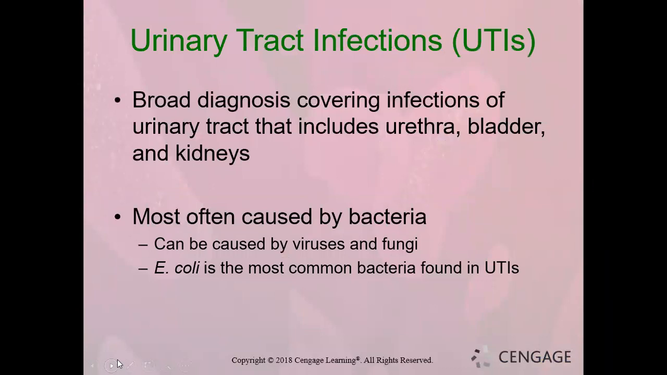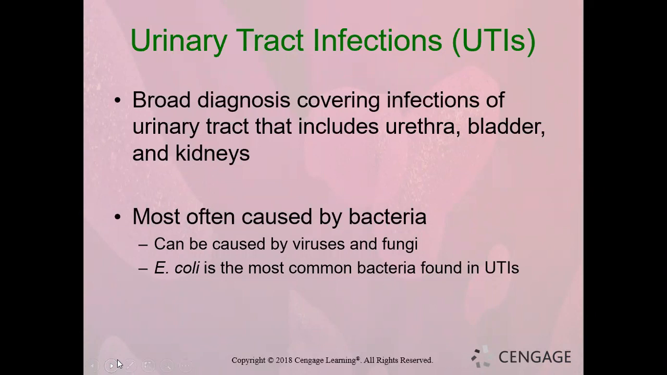UTIs are a broad diagnosis covering infections of the urinary tract, the urethra, bladder, and kidney. It's most often caused by E. coli. That's the most common bacteria found in UTIs. Can anybody guess why E. coli might be the most common cause?